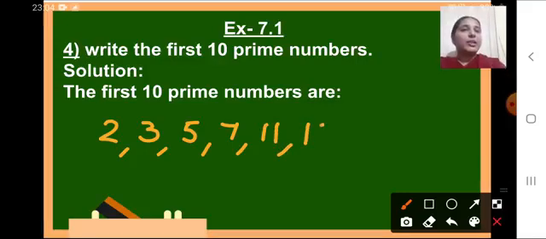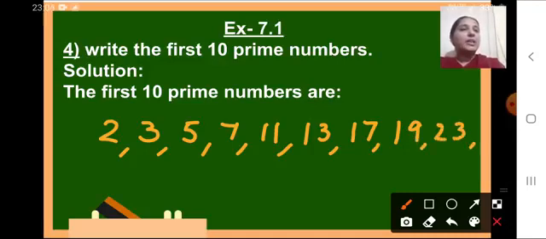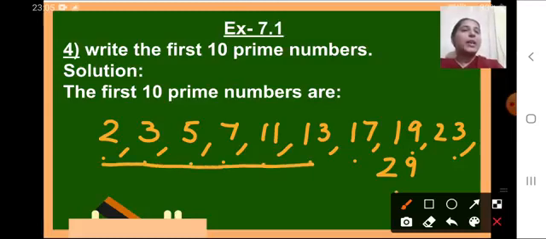Then 13, then 17, then 19, then 23, and then 29. Now we have 10 prime numbers. 1, 2, 3, 4, 5, 6, 7, 8, 9, 10. These are the first 10 prime numbers.